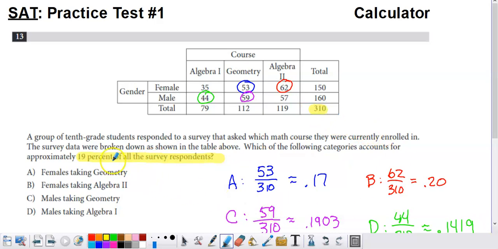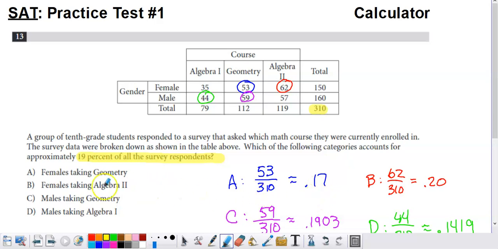When we're doing calculations involving percentages, we're going to be taking the number from whatever the category is. If we look at letter A here, it's females taking geometry. So we look at the appropriate entry within the table and divide by the total number of people, and we actually get 0.17. That's pretty close to 19%, but we might be able to get a little bit closer. I should say that this, of course, is the decimal version of the percentage and not the actual percentage. I'd have to move the decimal over 2 places, or multiply by 100, in order to turn that decimal, or the rate that represents the percentage, into a percentage.